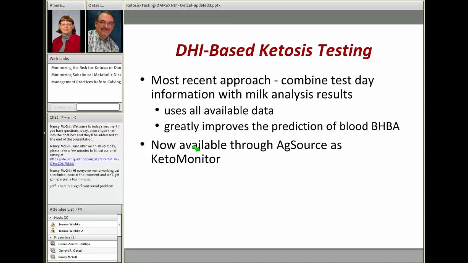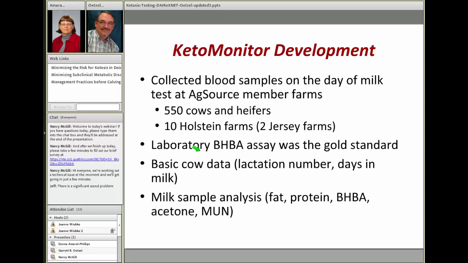So, anyway, this has been commercialized through AgSource. It is Keto Monitor. We continue to refine this, but I want to show you a little bit about how we got this thing started. Our initial data set was 550 animals, 10 farms. There were some Jerseys. We learned very quickly that the Jerseys were going to be a separate prediction, and we just didn't include those in what I'm going to show you here. We did later develop, and they have commercialized, the Jersey model as well.